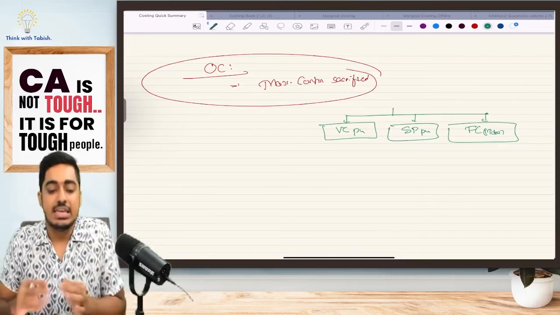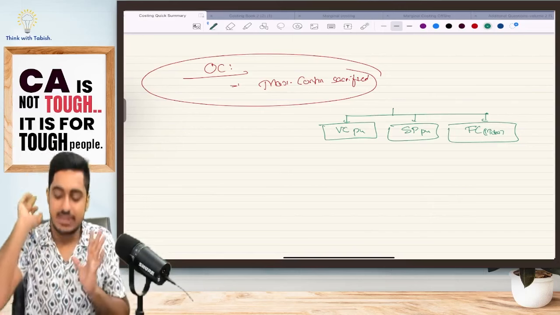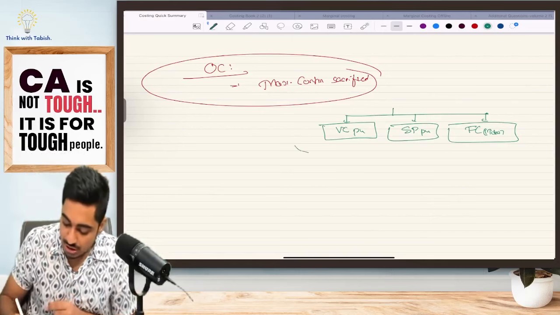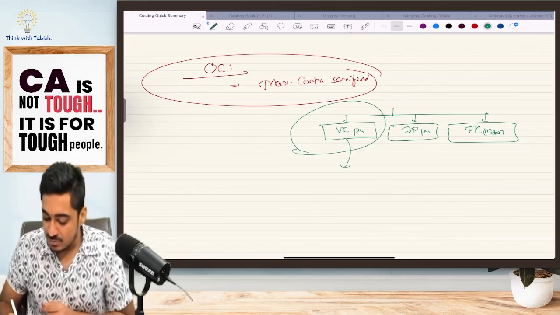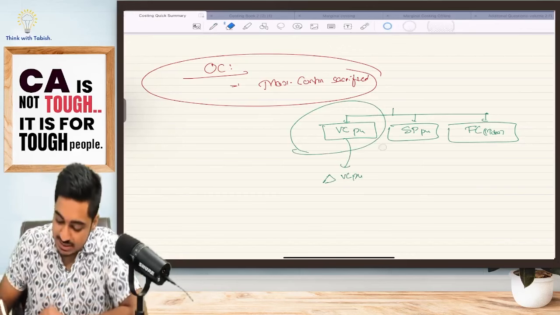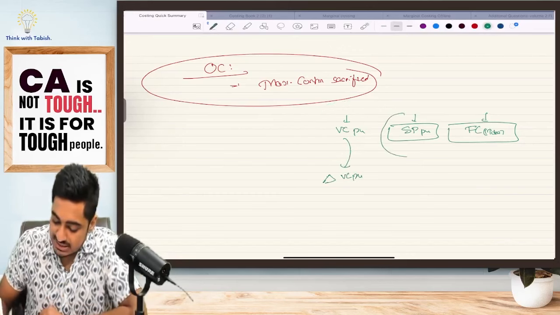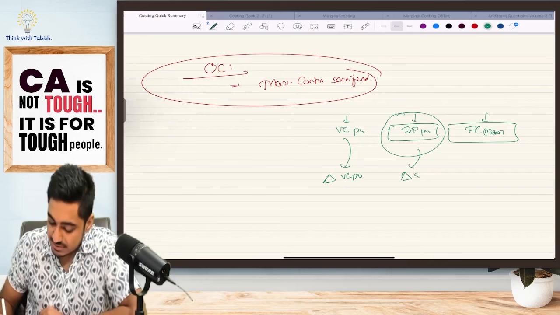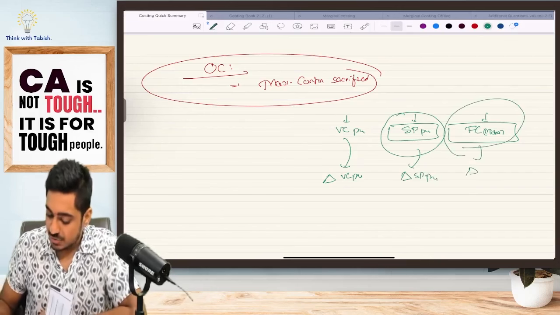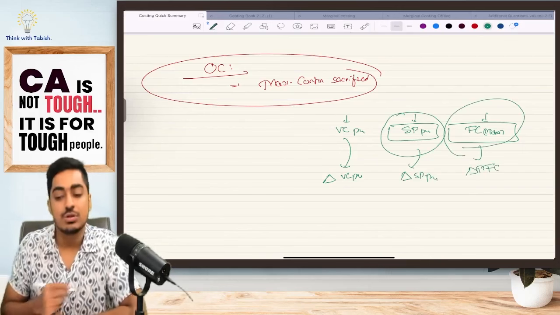To understand, if any change is given, suppose the question gives me a change in variable cost, I should incorporate the change in my variable cost per unit. If the question gives me a change in selling price, I should incorporate the change in selling price on a per unit basis. If the question gives me a change in fixed cost, I should incorporate the change in my total fixed cost.